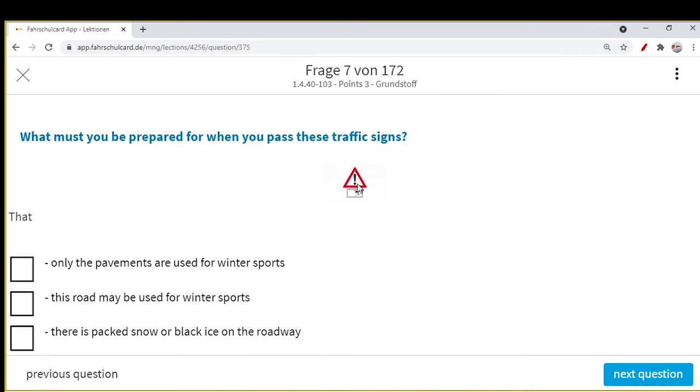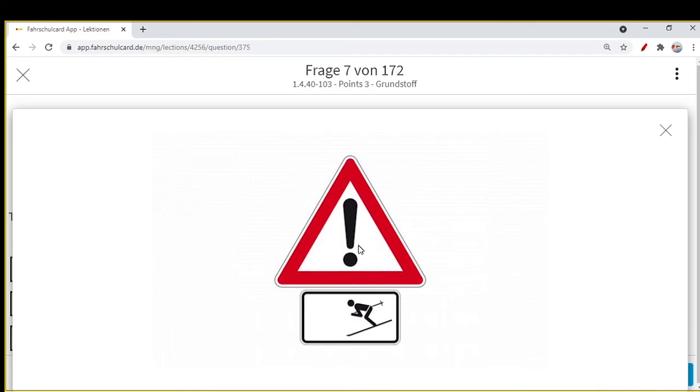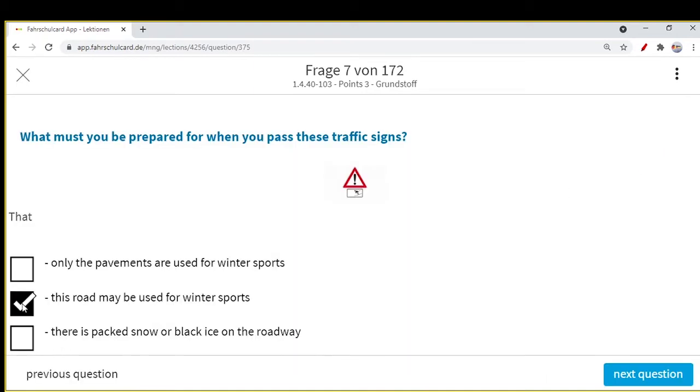This road may be used for winter sports. It is clearly indicating 150 meter ahead there is a danger on the road related to the winter sports. There could be people who are practicing for the winter sport, coming onto the road. So this road may be used for winter sport.